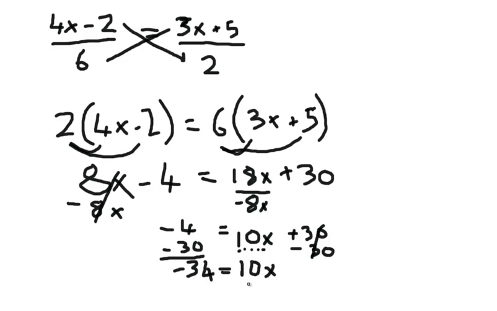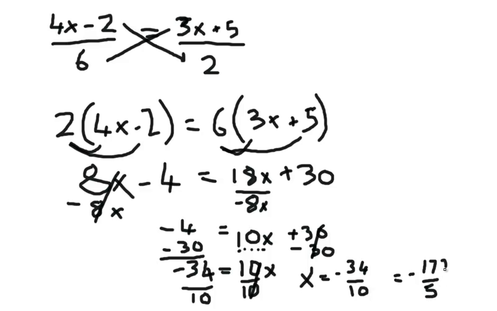Remember what to do now? Divide by the number next to the letter. Divide by 10. And you have x equals negative 34 over 10, which can be reduced, they're both even numbers, to negative 17 over 5, and that is the answer. Let's put it in those curly parentheses again. Let's see if we can see the answer. Is that right? Let's have a look.